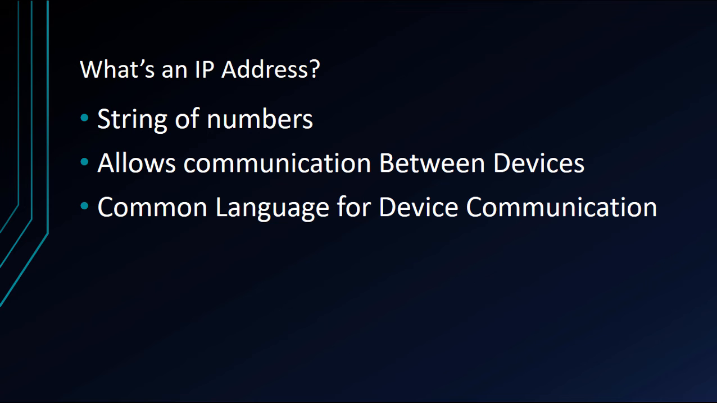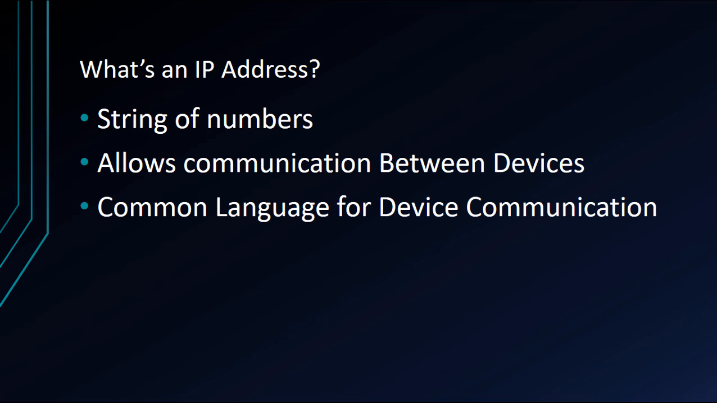So if I wanted to talk to you, a couple of things have to happen. We both need to speak the same language, and we both have to be in the same room. If we're in different rooms separated by walls or we speak different languages, it's going to be really tough to communicate. Well, IP addressing allows for both of these things to happen in the computer world.